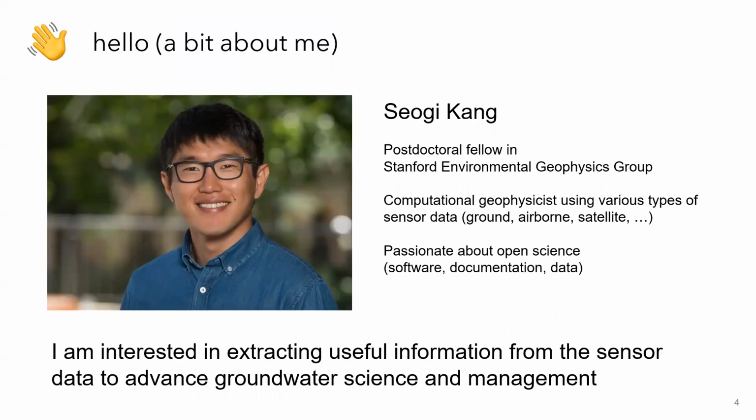And given I'm probably a very new person to probably all of you or some of you, let me introduce myself. My name is Seogi Kang. I'm a postdoctoral fellow at the Stanford Environmental Geophysics Group. I would categorize myself as a computational geophysicist using various types of sensor data: ground, airborne, satellite. And I'm passionate about open science. Open science means developing open source software, developing documentation, and publicly releasing the data as well. And my personal passion, I'm interested in extracting useful information from the sensor data to advance groundwater science and management. And that's basically what I'm going to talk about today.